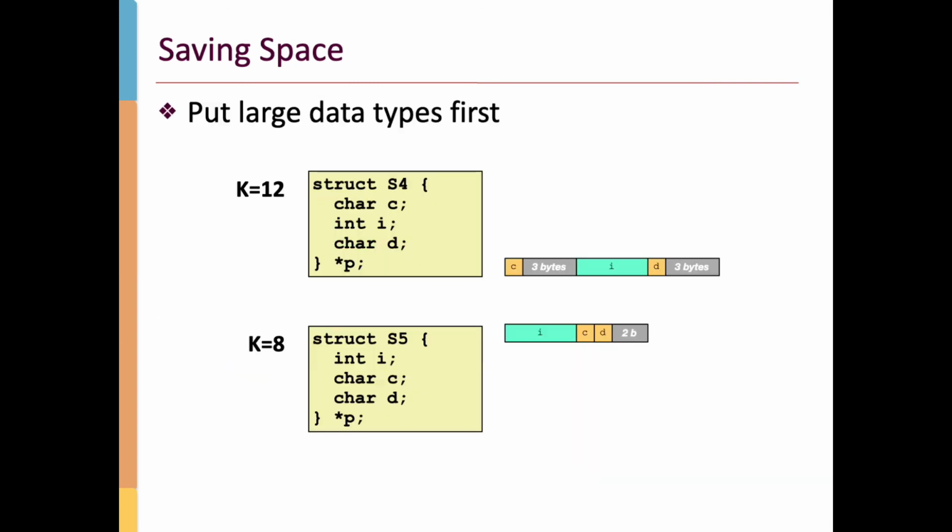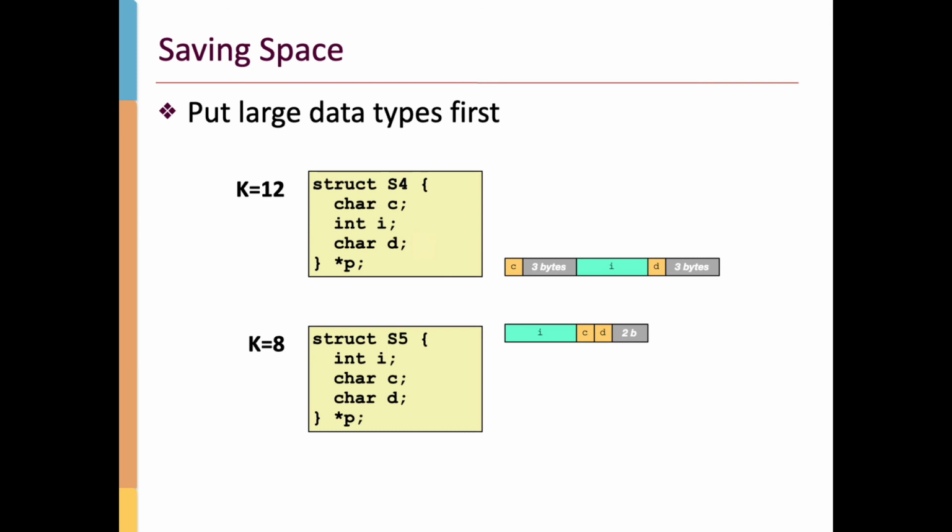As I mentioned before, you can often improve the memory utilization of an array of structures, or even just an individual structure, by rearranging the sequence of the elements within the structure. So here's an example of structure S4. It's got a char, an int, and another char. And if we order things in this way, here's how the memory is going to get laid out by the compiler. It's going to maintain the ordering of the declaration.